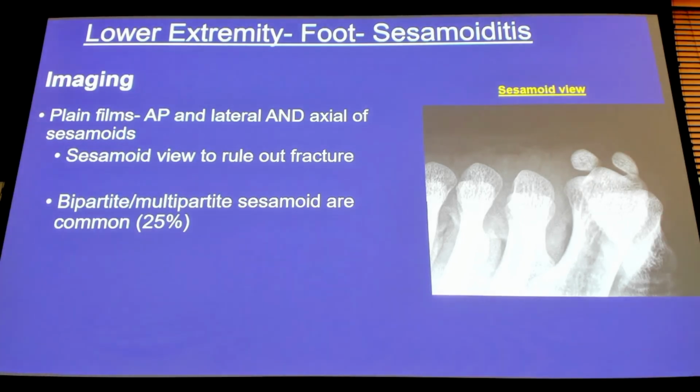Shout it out, let the friends hear you. What'd you say? It has clean edges, right? It has clean edges, so it's likely a bipartite sesamoid. That's one way you can tell, right? However, let's suppose it's equivocal, right? You can't tell if the edges are clean or whether they might be a little jagged, right?